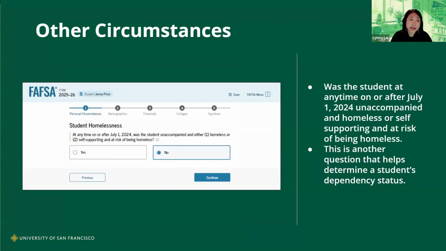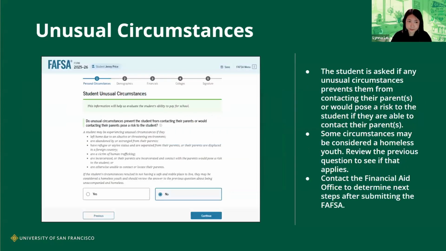So it asks, at any time on or after July 1st, 2024, was the student unaccompanied and either homeless or self-supporting and at risk of being homeless? If you select yes, you may be considered independent. So again, this is another question that helps determine a student's dependency status. Another question that is used to determine a student's dependency status is a question on unusual circumstances.